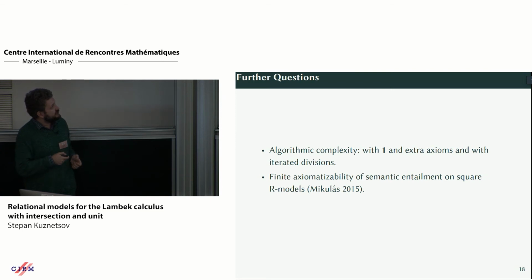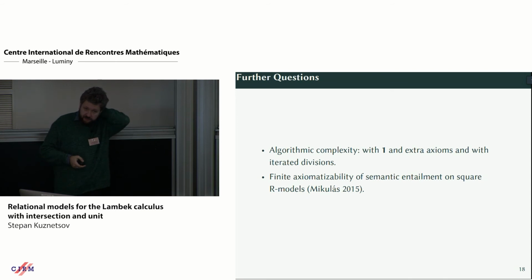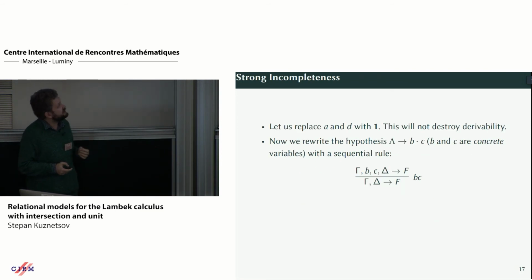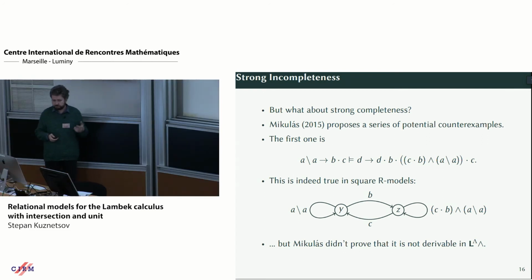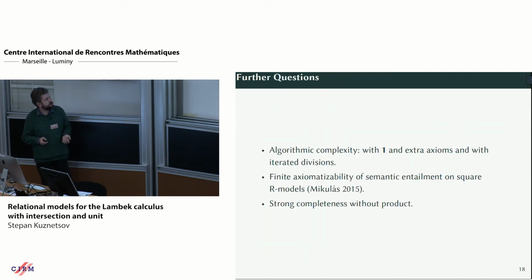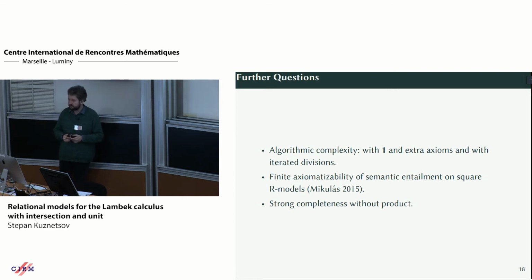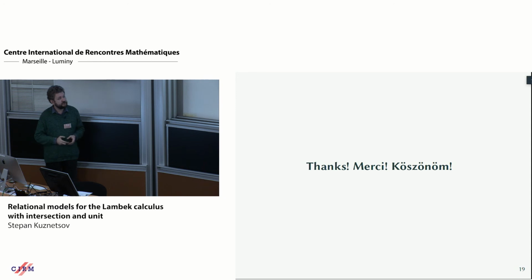So finite axiomatizability for semantic entailment and square root models. So our system is not complete. So there could be principles like this, which should be true, which is written down here. What is the real axiomatization? Is it finitely axiomatizable? This was posed by Mikuláš, and we don't know. And also, if we don't have the product, could we restore strong completeness? Because our counterexamples heavily depend on the product. And without the product, the situation could be easier. So I think that's about all. Thanks for your attention.